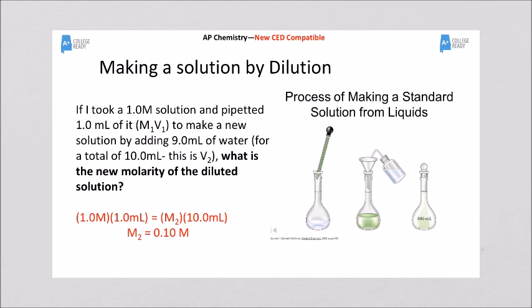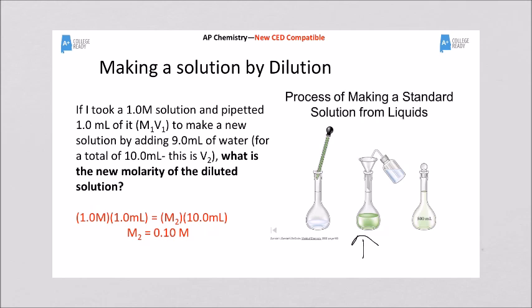So here's a picture of making this solution. And you can read this. If I took a 1 molar solution and pipetted 1 milliliter of it to make a new solution by adding 9 milliliters of water for a total of 10. So again, the new solution would be the total volume. What is the new molarity?